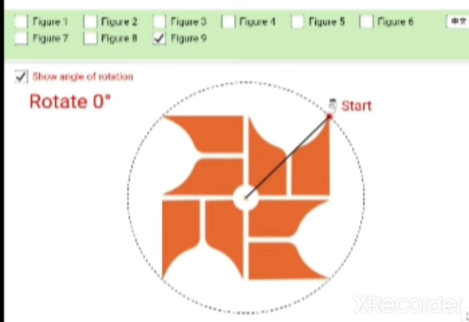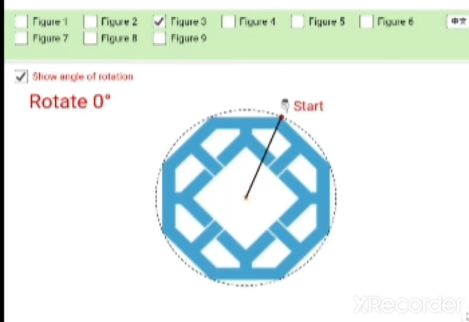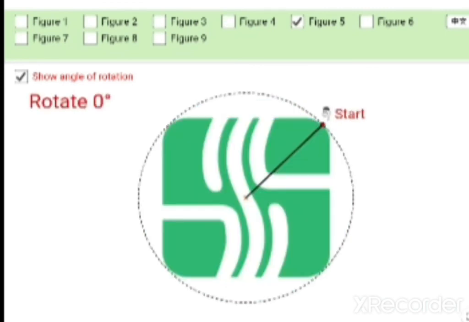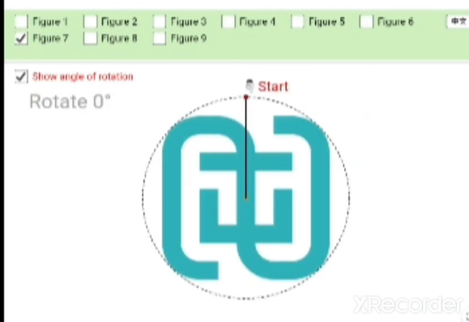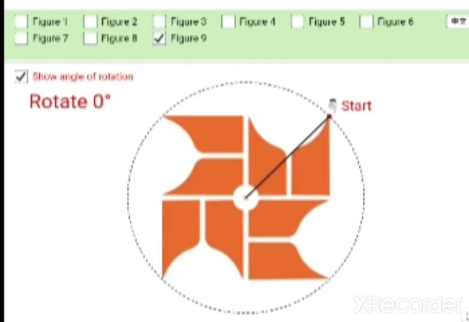Now here are some beautiful figures you can explore. I have shown few. You can go through all this and check whether these figures show rotational symmetry or not. And you can also find the order of rotation, that means how many times it is looking the same in one rotation.